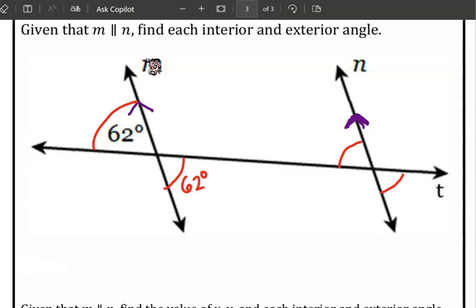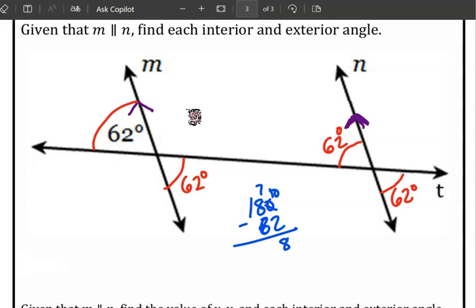Alternate interiors are the same, and then we have our alternate exteriors. They're the same. To find the other angles, they are supplementary. That means they add up to 180 degrees. Let's subtract those to get our value. 118 degrees would be all the other angles.